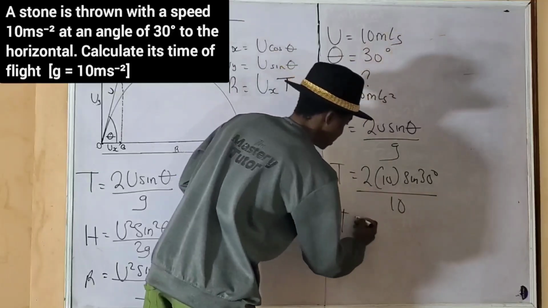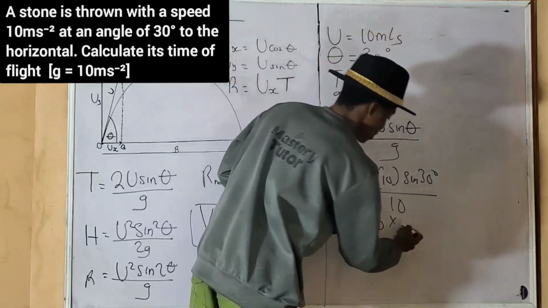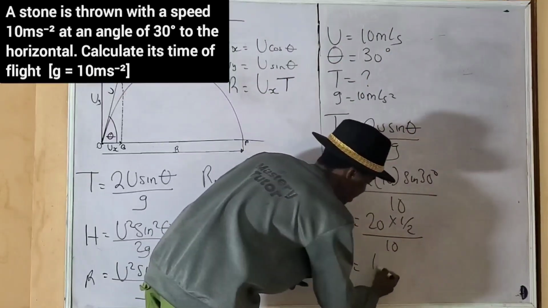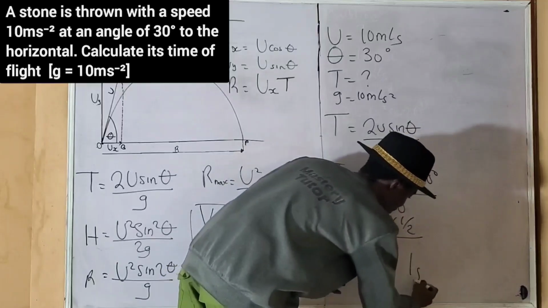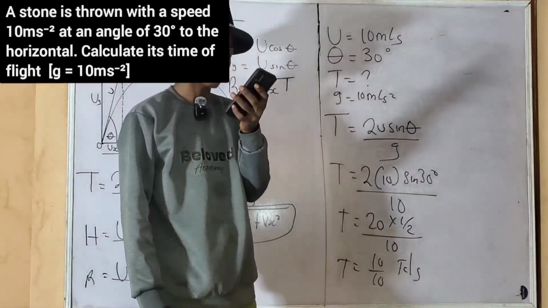t equals 20 multiplied by sine 30 degrees, which is 1 over 2. So I'm going to have 1 over 2 divided by 10. t is equal to 10 over 10. That is what? 1 second. So the time of flight is 1 second.